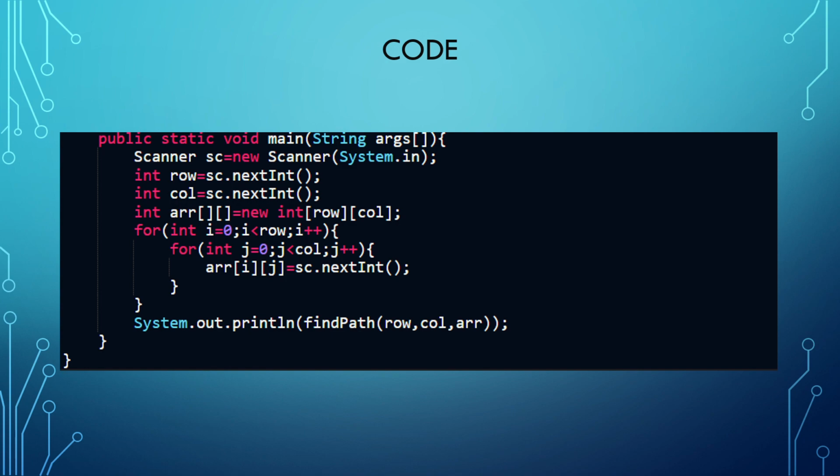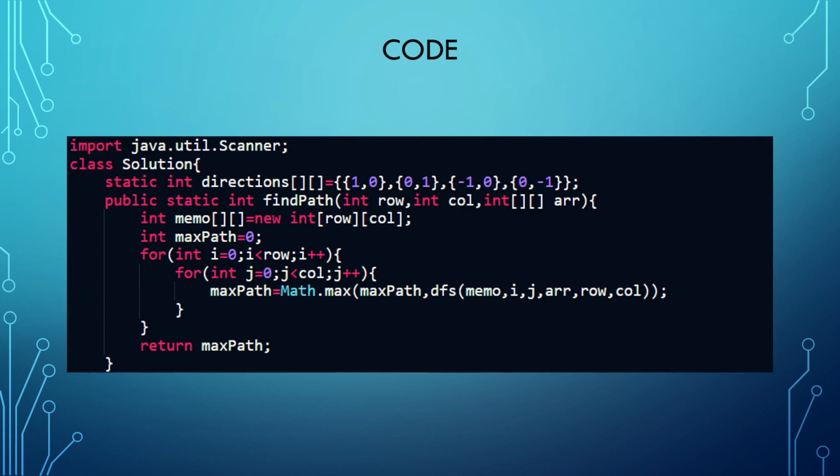So now let's take a quick look at the code for the implementation of the same algorithm. Initially, as said, we will be taking as input the number of rows, then the number of columns, and then the actual elements of that grid. And after that, we'll make a call to the find path method, which will in turn find out the length of the longest path, and we'll be printing it. So now let's see the find path method.